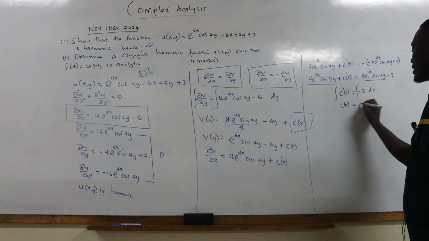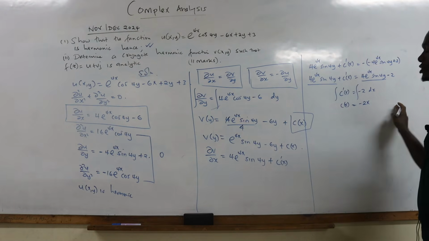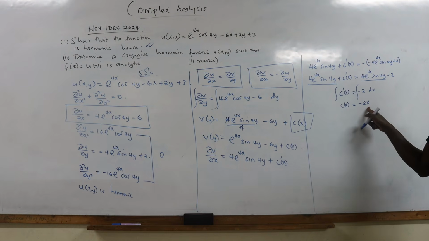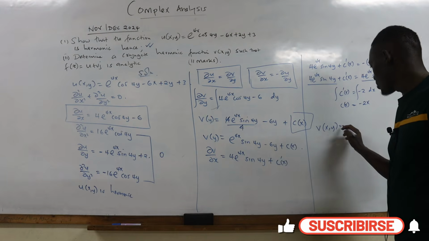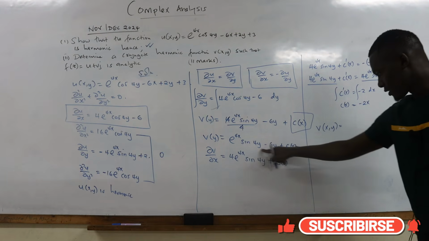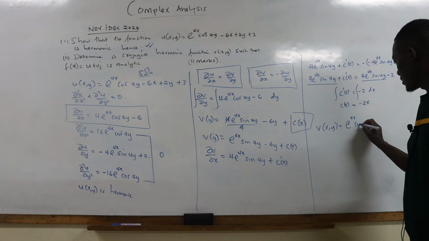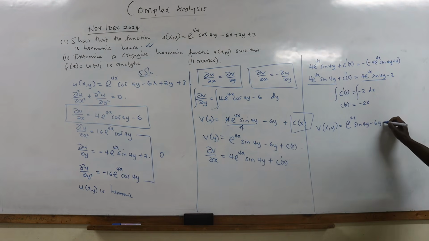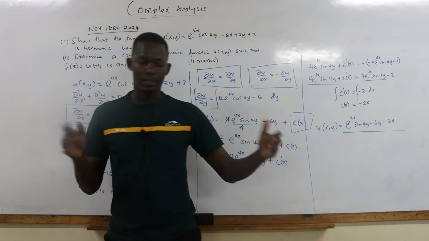So when you integrate negative 2, you introduce the variable x. So it is negative 2 what? Negative 2x. In this place, you don't introduce another constant. So your constant, therefore, cx is given by negative 2x. So therefore your function v with respect to x and y will be given by this function: exponent 4x sine 4y minus 6y. Then our constant is negative 2x.